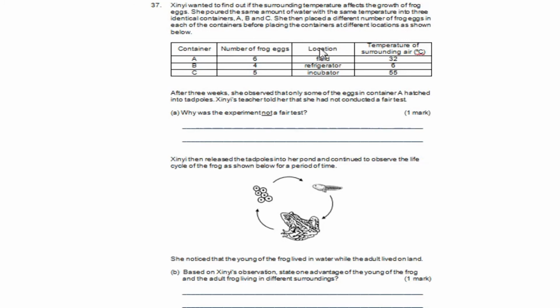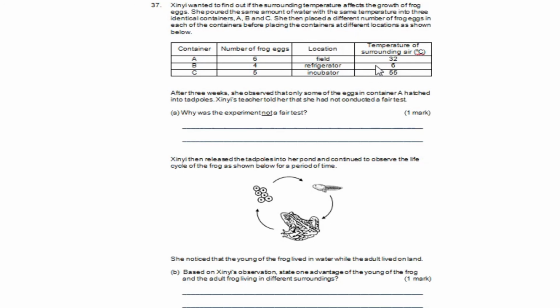Now, a lot of you tell me that there are 3 variables that changed, and that includes the temperature of the surrounding air, right? But you think about it. In the field, the temperature is 32. In the fridge, the temperature is 6. In the incubator, the temperature is 55 degrees Celsius.